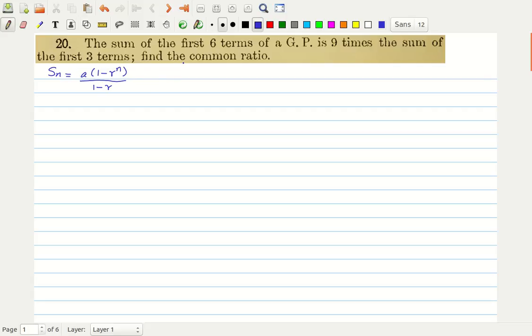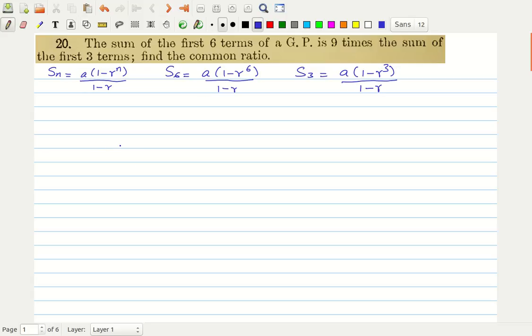So let us say, what would be the sum of 6 terms? Let us call it S6. S6 is going to be a times 1 minus r to the power 6 divided by 1 minus r. Now what is going to be S3? That is the sum of 3 terms. Sum of 3 terms is going to be simply a times 1 minus r to the power 3 divided by 1 minus r. Let us use this formula.